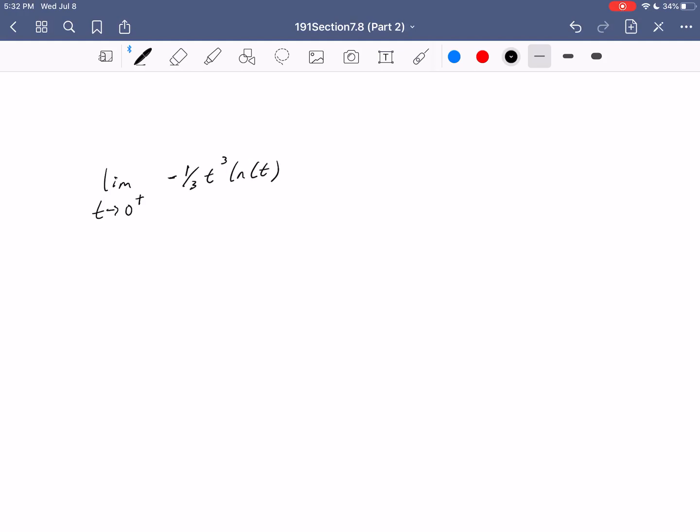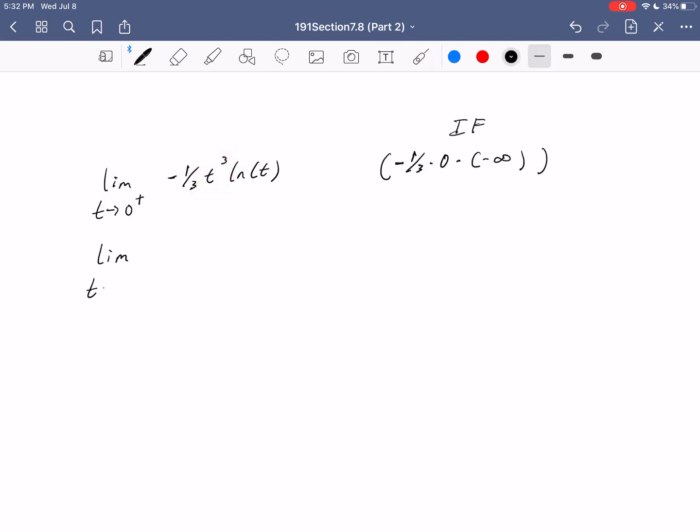And like we said, the issue here is that this is really coming out as negative 1/3 times 0 times negative infinity. So we're in the indeterminate form of a 0 times infinity. Unfortunately, 0 times infinity is not a situation where you can initially apply L'Hopital's rule. Instead, you need to move one of these terms into the denominator.